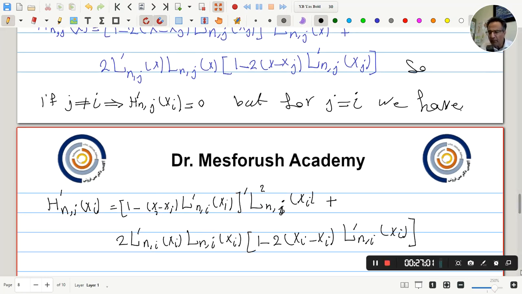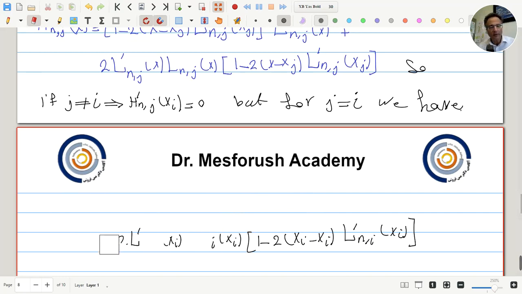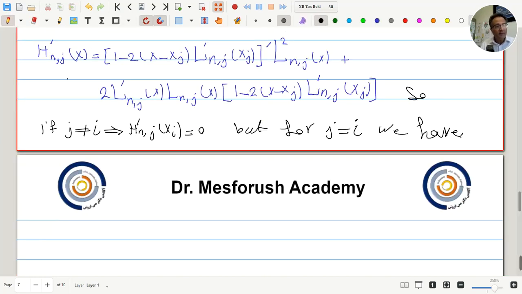I think I had some mistake here, and before I put x equal to xi, I should compute the derivative of h at x. So let me clean this computation and repeat it. Okay, so first let me compute this derivative. So h prime n and I at x should be equal.